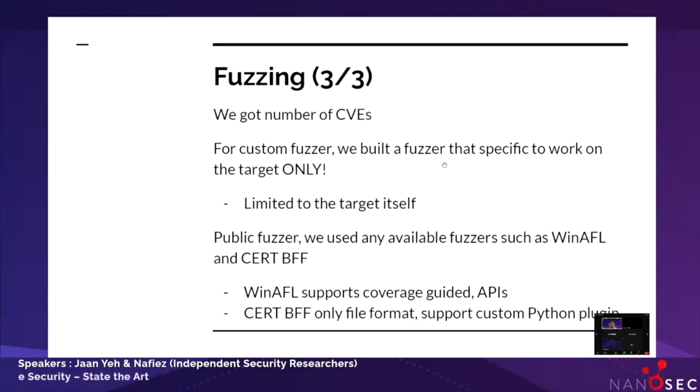From our approach to fuzzing, we have gotten a number of CVEs. Our custom-built fuzzer works only on specific selected targets. We use WinAFL and CERT BFF for fuzzing, as WinAFL supports coverage-guided fuzzing and API fuzzing. We use CERT BFF for file format fuzzing with its Python plugins.